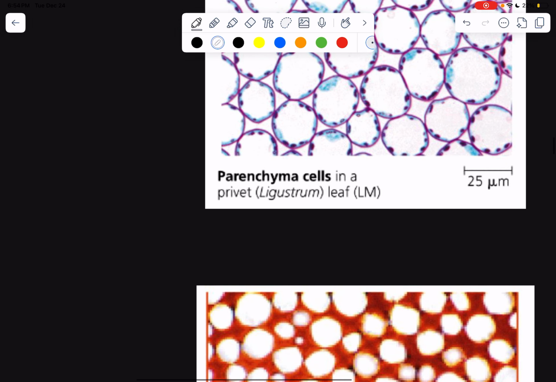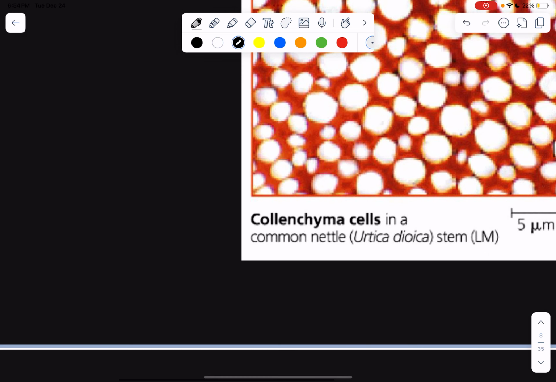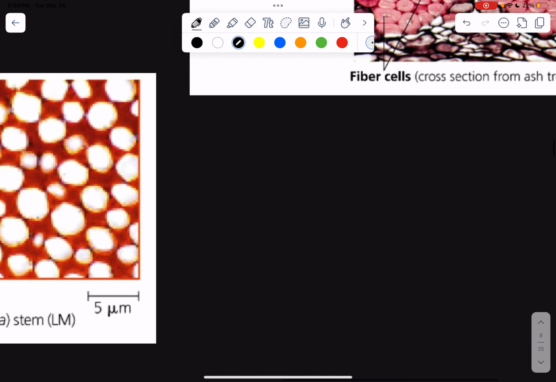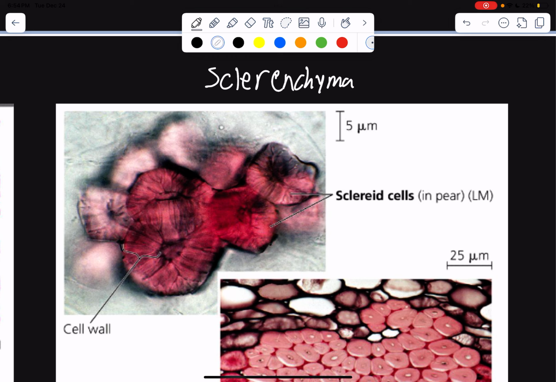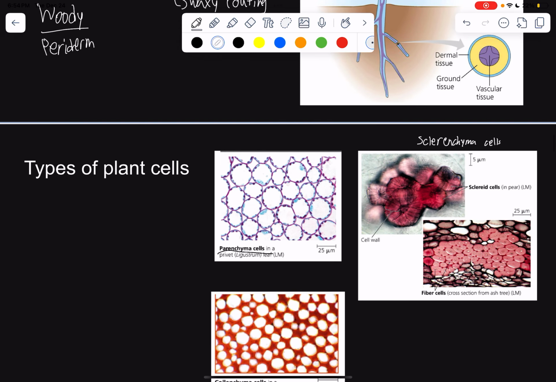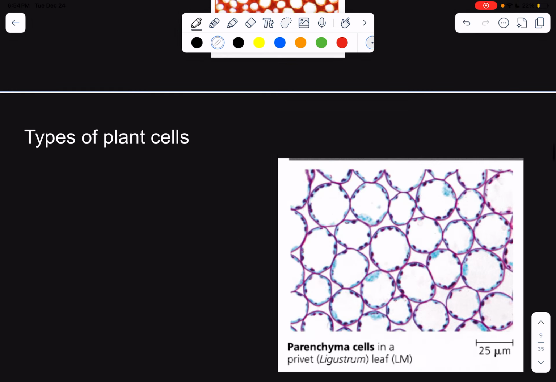They have parenchyma cells, they have collenchyma cells, and finally, it's not listed here, but they have sclerenchyma cells. And then you might be wondering, well, what's the difference between all of them? Let's see. First, let's tackle parenchyma cells.